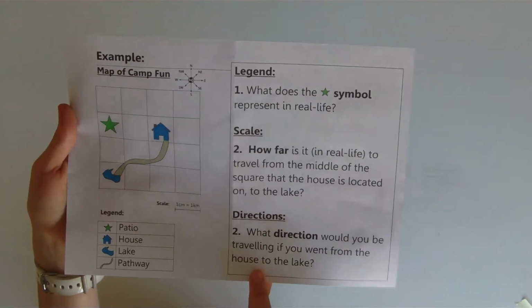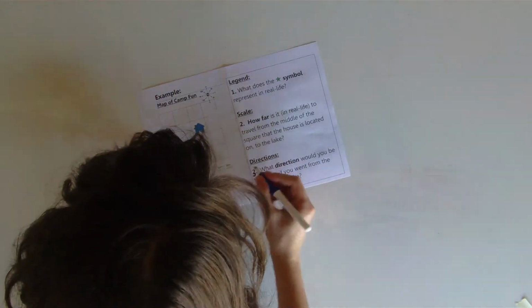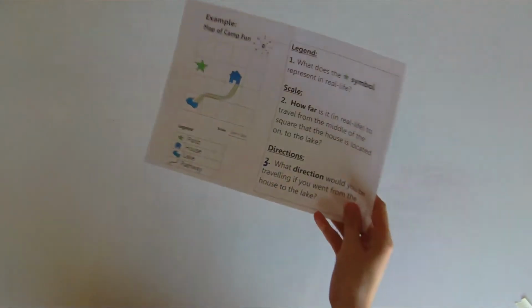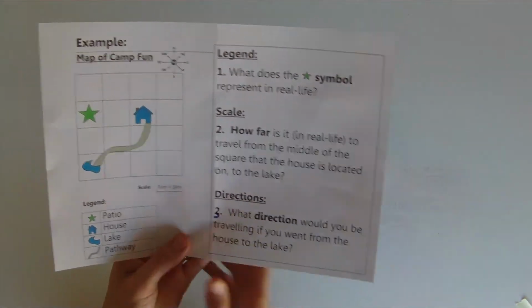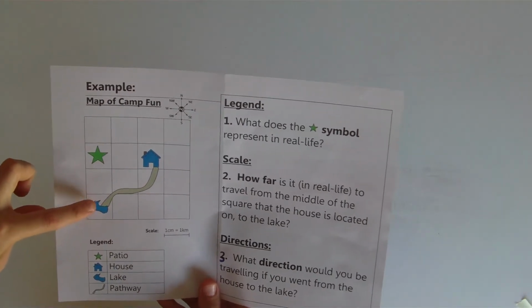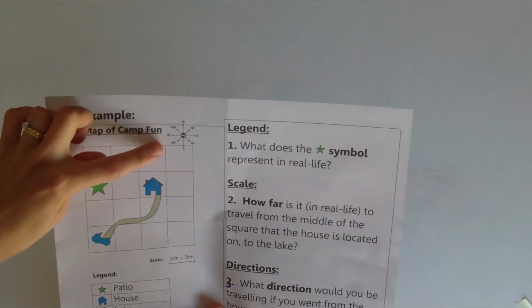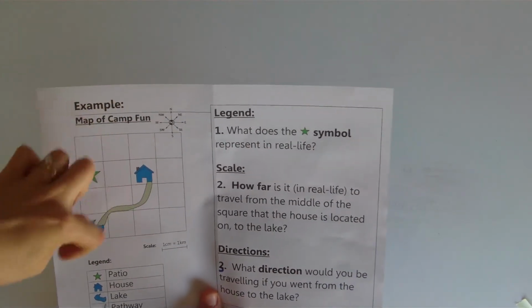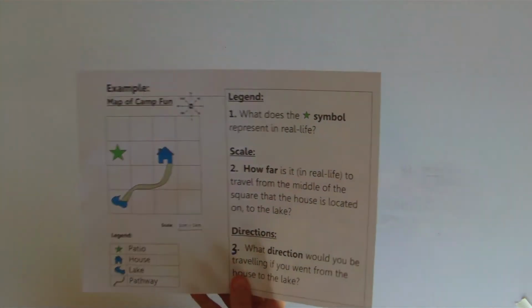And for the last one here, directions, question 3. What direction would you be travelling if you went from the house to the lake? I've got the little compass up here, and it's pointing southwest. That's the direction it would be going in.